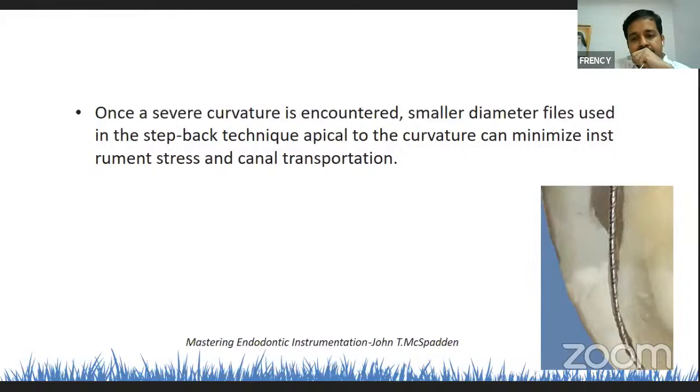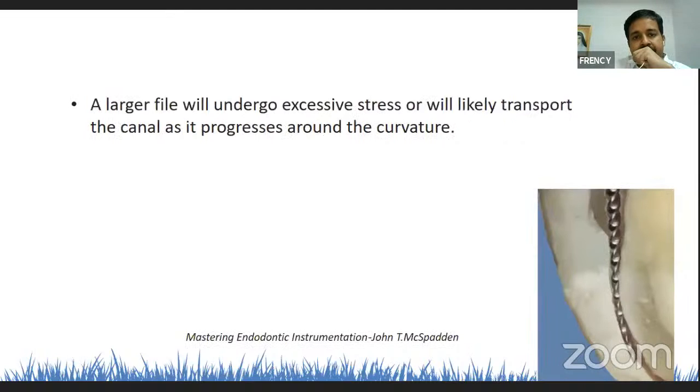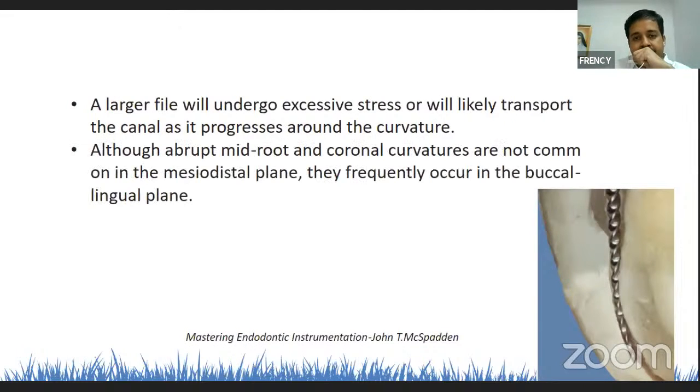Rather than going with a larger instrument for coronal shaping initially itself, you can use these more flexible, smaller instruments. A larger file will undergo excessive stress or likely transport the canal. And many coronal curvatures are not visible in the mesiodistal plane. They may be present in the buccolingual plane.